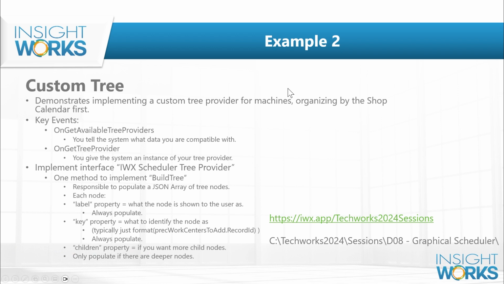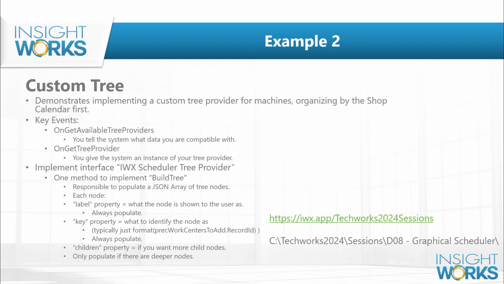Okay, now for our second example. So in our second example, what we're going to do is demonstrate how you can change the layout in the organization of what shows up in the where side, so on the left-hand side. And this is done through a custom tree.